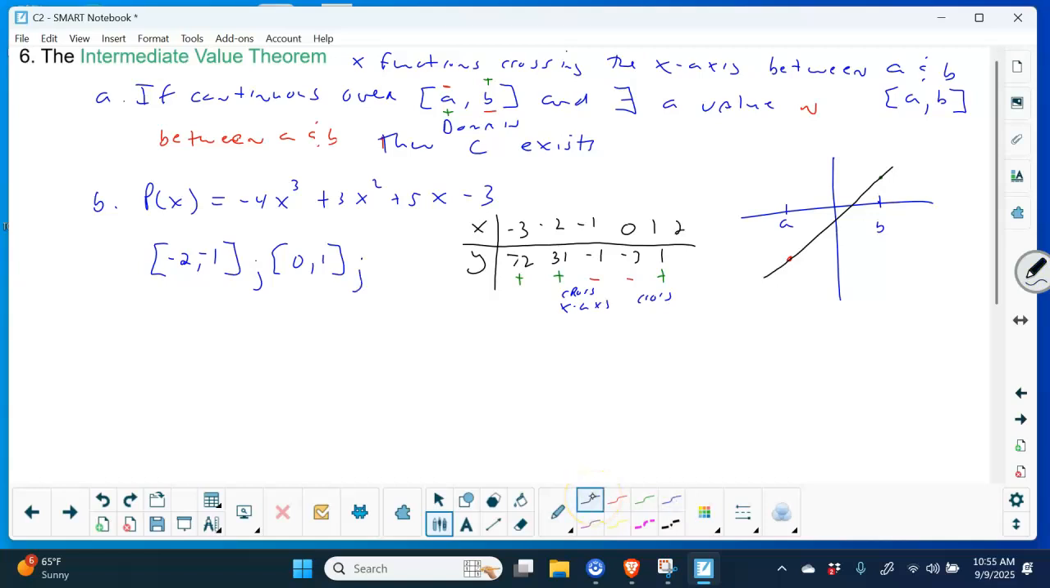Let's do a 2. 2 gives me negative 13. I was going up, now I'm going down, so I cross again between 1 and 2. And if I do a 3, I'm way down to negative 69. I'm continuing down. I have 3 zeros: between negative 2 and negative 1, between 0 and 1, and between 1 and 2. Put this in Desmos and you'll see that, and it makes it very interesting.